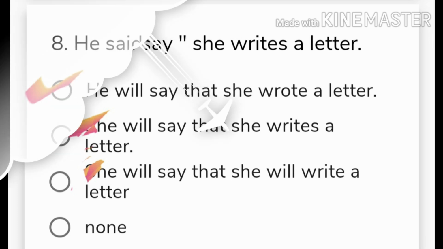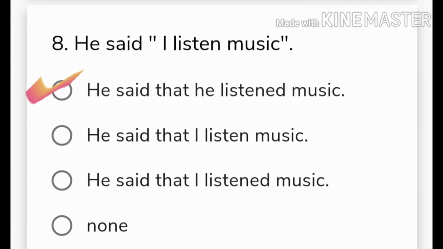Okay. Now next, he said I listen music. So here said, it means it's a past. If reporting verb is in past, so we have to change the tense. Okay. See option number 1. He said that he listened music. V2. In question V1, so we have to change it into V2. He listened music.